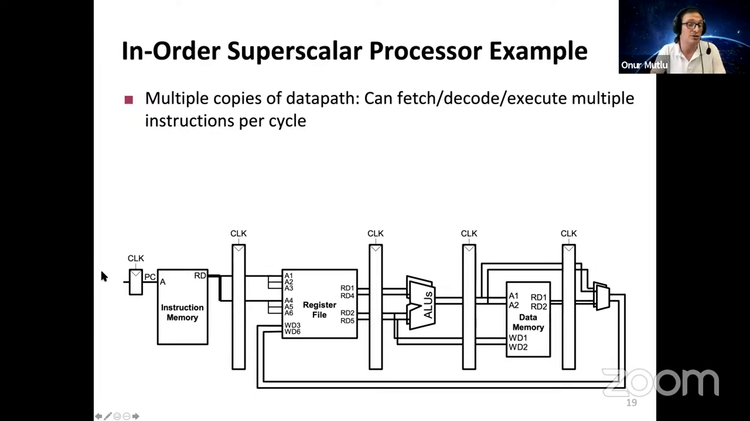So basically, you need to replicate your resources so that you can handle two instructions per cycle. But that's not enough. Here, ideal IPC is two, of course, right, in this case. So basically, you've doubled your IPC ideally.